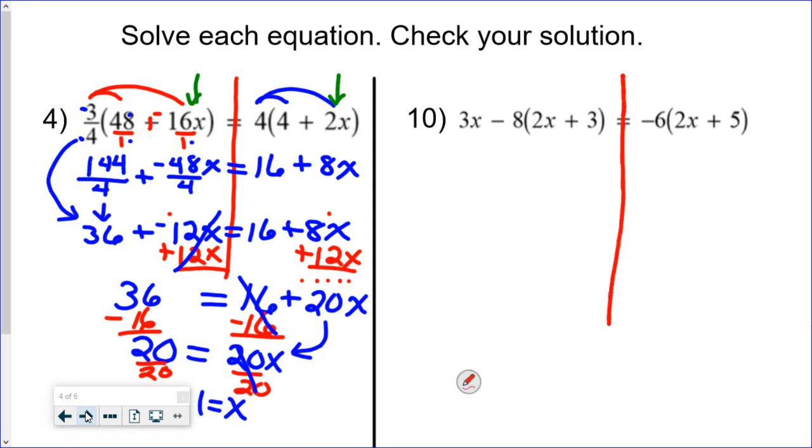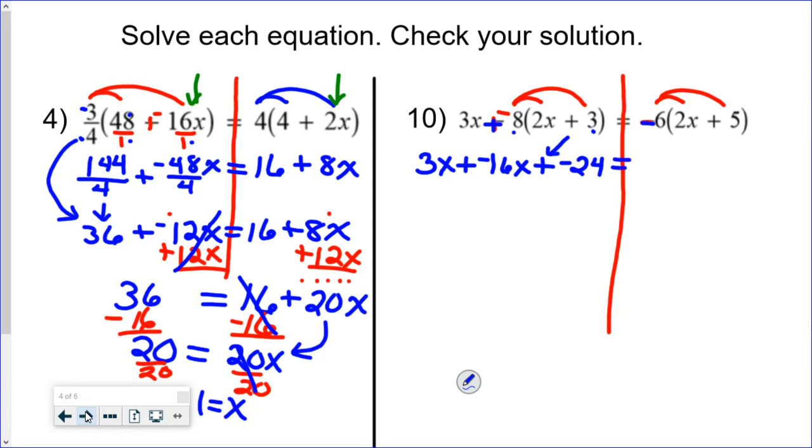Okay, here we go. Distribute. Now, again, keep, change. I don't need to here because it's not a minus sign, it's just a negative. So I'm going to keep the 3x. So now I have, that's a plus sign. Negative 8 times 2 is negative 16x. Bring down the plus sign. Negative 8 times 3 is negative 24. Okay, negative 6 times 2x is negative 12x. Negative 6 times 5 is negative 30.